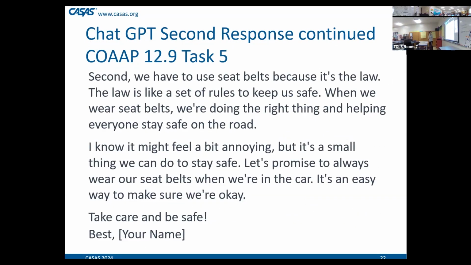Second, we have to use seatbelts because it's the law. The law is like a set of rules to keep us safe. When we wear seatbelts, we're doing the right thing and helping everyone stay safe on the road. I know it might feel a bit annoying, but it's a small thing we can do to stay safe. Let's promise to always wear our seatbelts when we're in the car. It's an easy way to make sure we're okay.